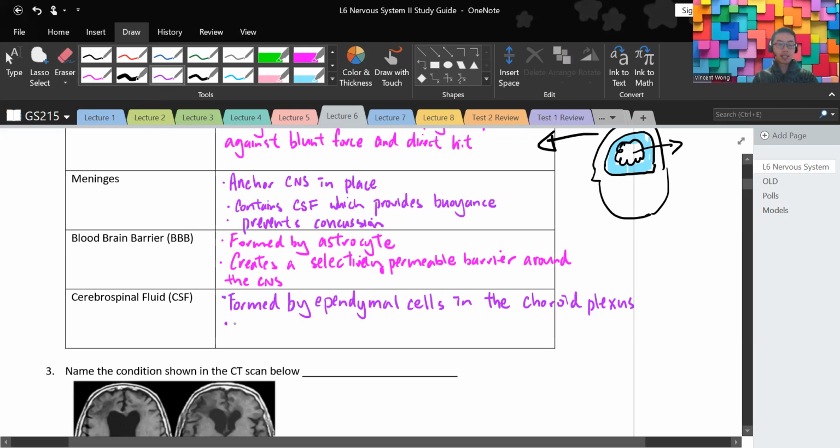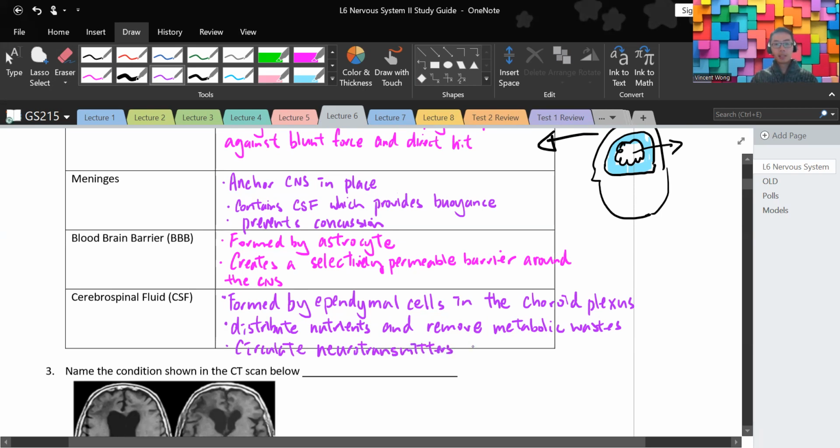So the function of CSF is, in addition to cushioning and buoyancy, they also help distribute nutrients and remove metabolic waste. Okay. They also help circulate neurotransmitters and remove excess neurotransmitters.